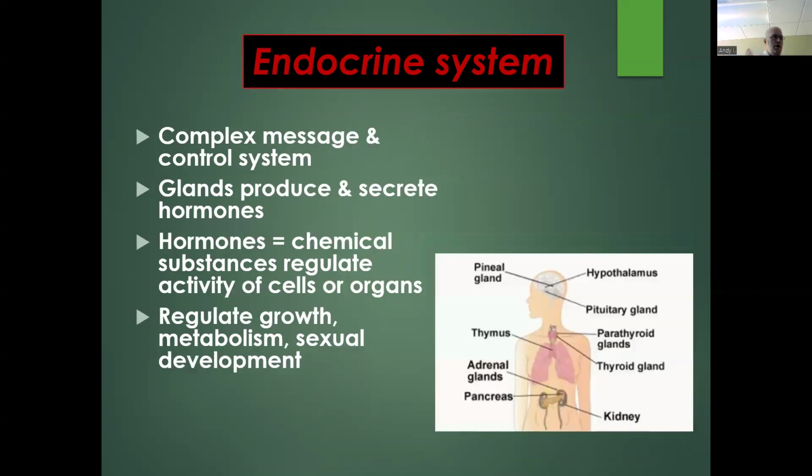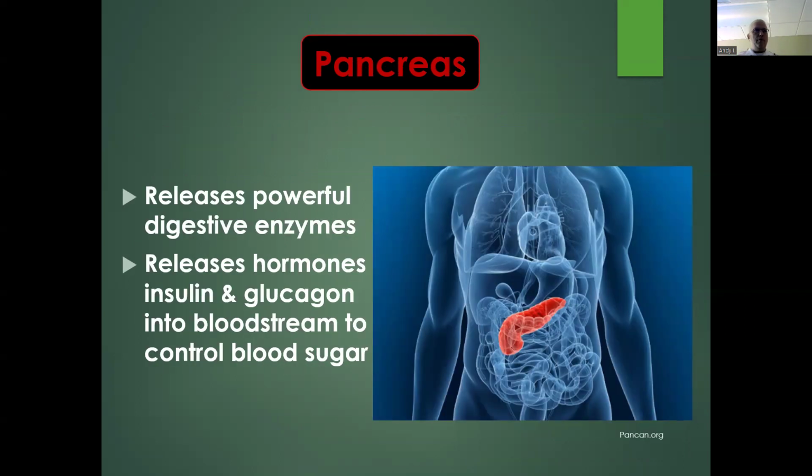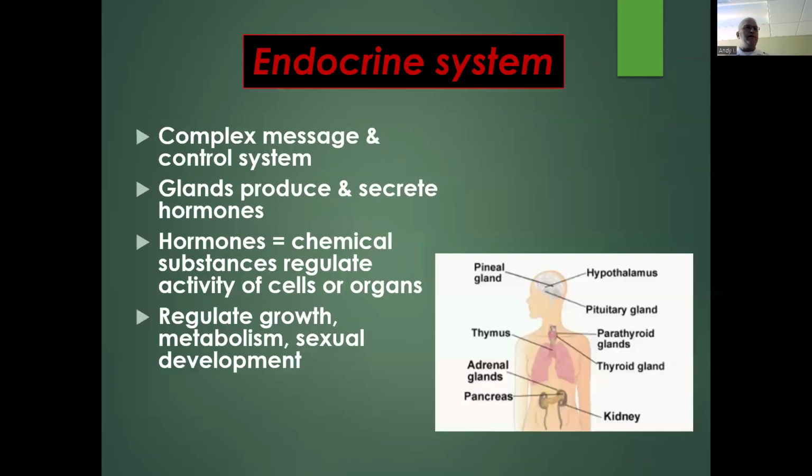Because we're talking about the abdomen, this is part of the endocrine system. The endocrine system is a control system for the body. It produces and secretes hormones. And the hormones, what do they do? They're the chemical substances that regulate activity of organs and cells in the body. This regulates growth, your metabolism, and your sexual development.